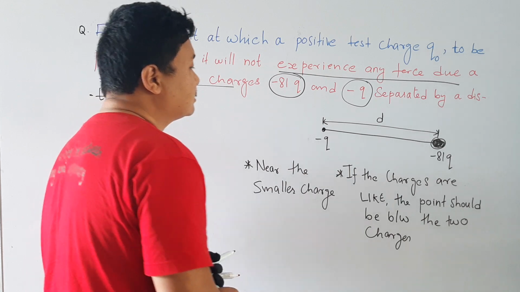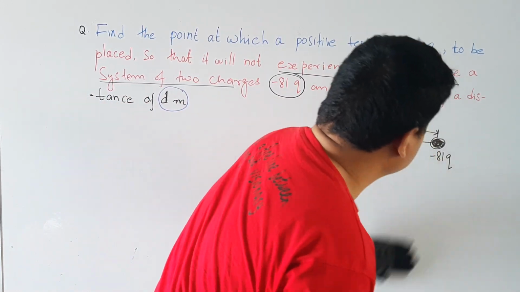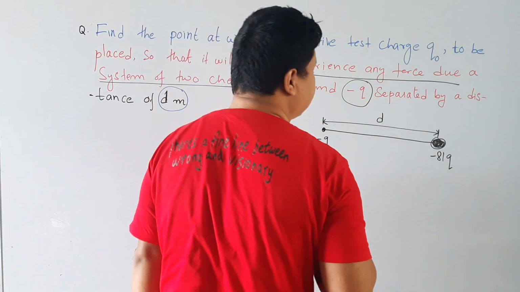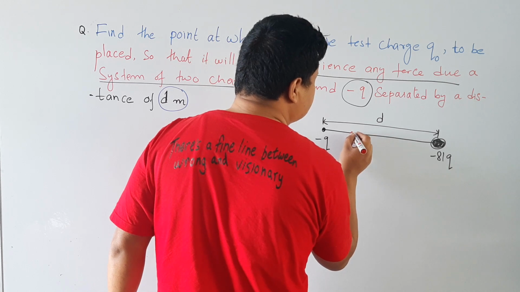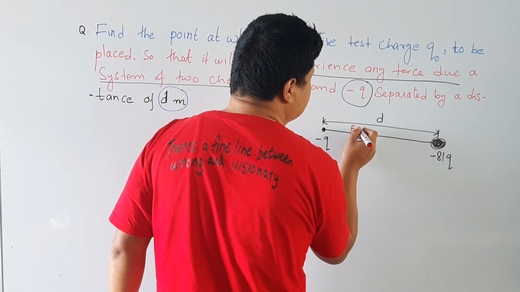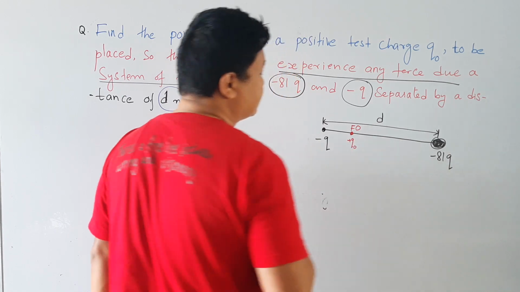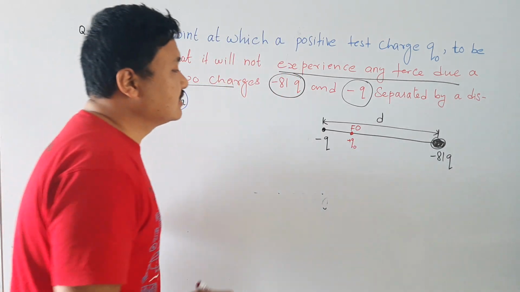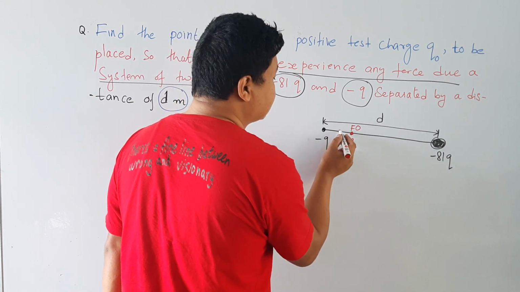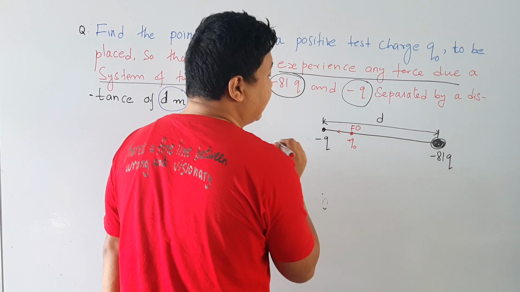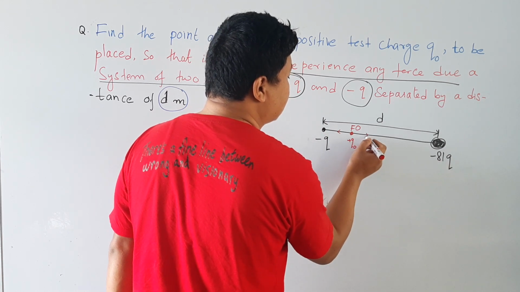The smaller charge is my minus q. So I have to place a point somewhere here where force is equal to 0, and this is positive q0 charge. Now what happens is, this is negative, this is positive, it will attract in this direction, and this is positive, negative, so it will also attract.